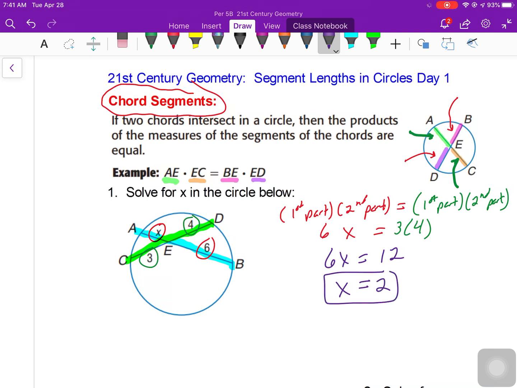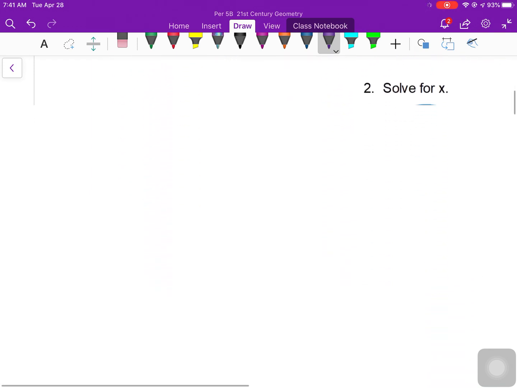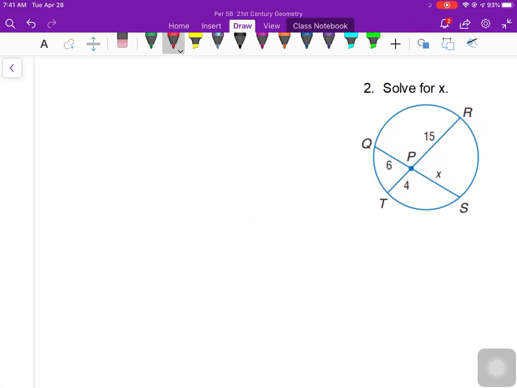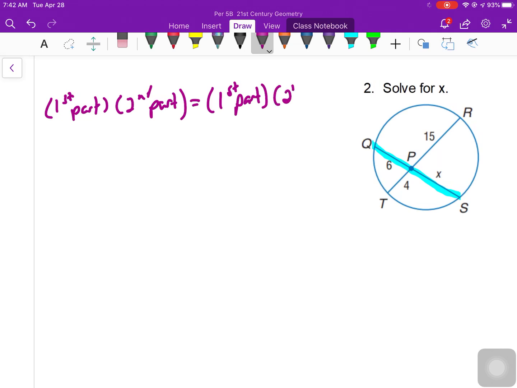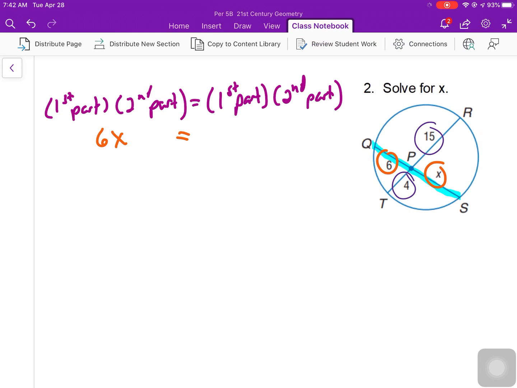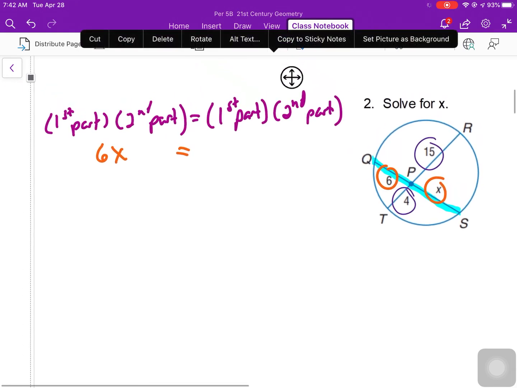So on chord segments, it is always first part times second part equals first part times second part. Let's take a look at another example. Okay, here we have a second example, and again, let's consider this as our first segment. The pattern that we're going to follow, of course, is first part times second part on the first chord equals first part times second part on that second chord. So let's get started. On the first chord, we have the 6 and the x, so that would be 6x. On the second chord, we have 4 and 15, so we would take 4 times 15.